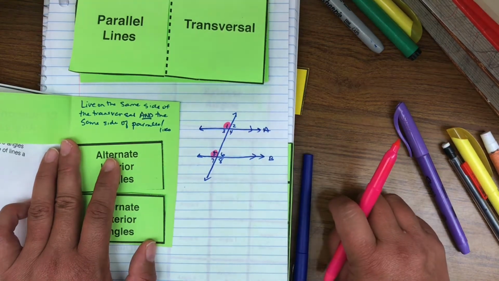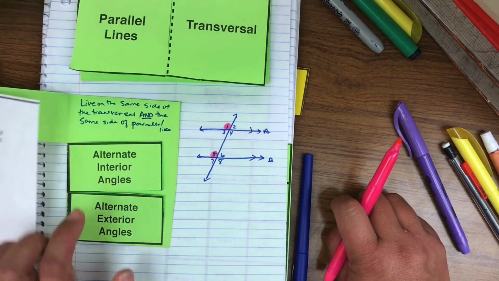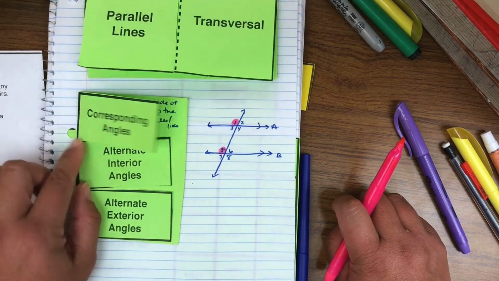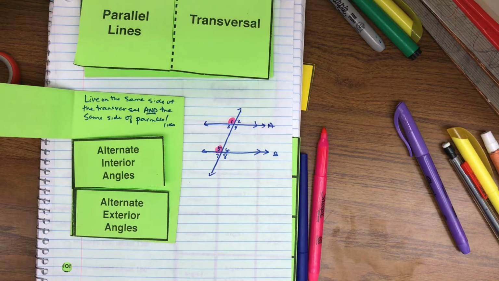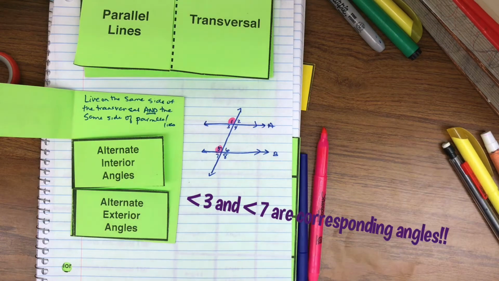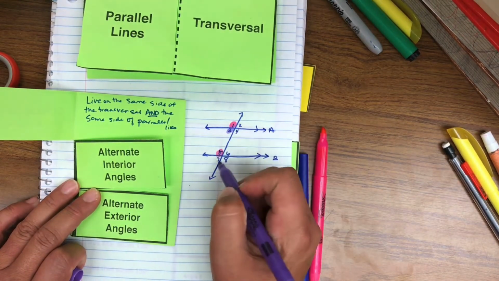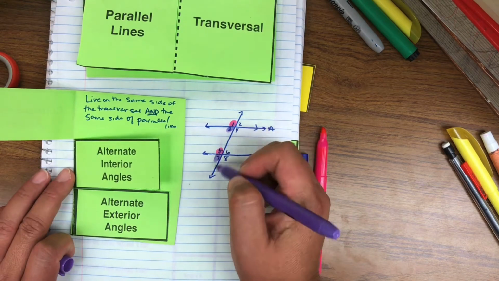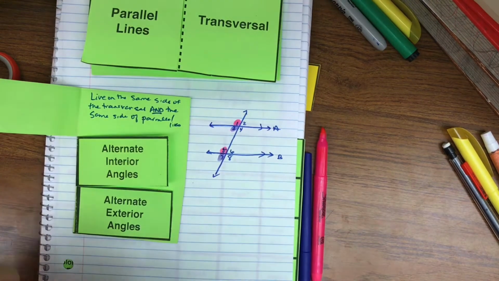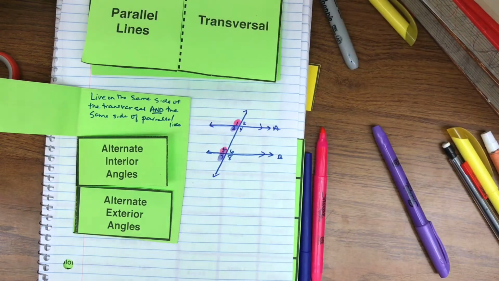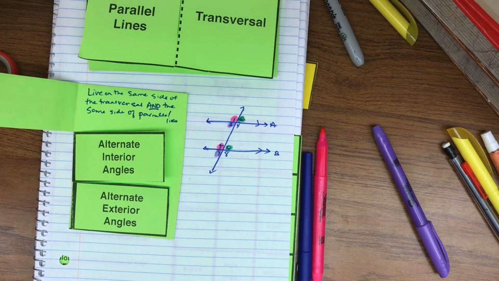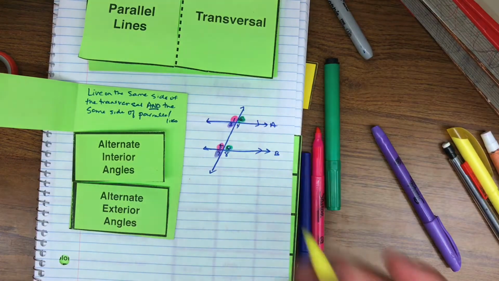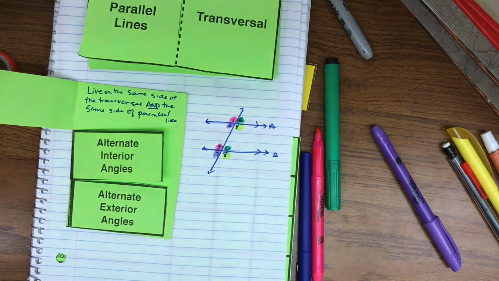I want you to spot another corresponding angle pair here. Yeah, 3 and 7, because on this side and this side, and it's on the bottom of the parallel line. What's another? Yeah, 2 and 6 would be corresponding angles. And then 4 and 8, because they're on the same side of the transversal and the same side of the parallel line.